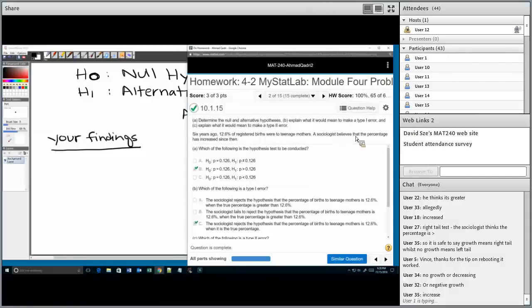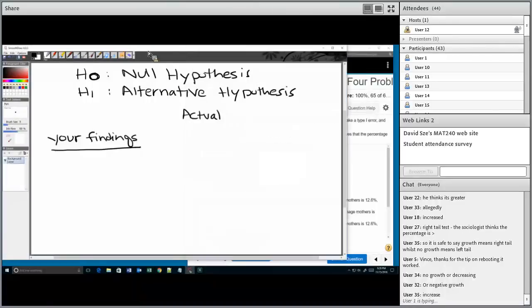So the word to pick here was that the sociologist believes that the percentage has increased. The word to pick here is increase. And because there has been an increase, your alternative hypothesis has to show that the P has increased from the null hypothesis. That's why this is a right tail test, because of this greater than sign.